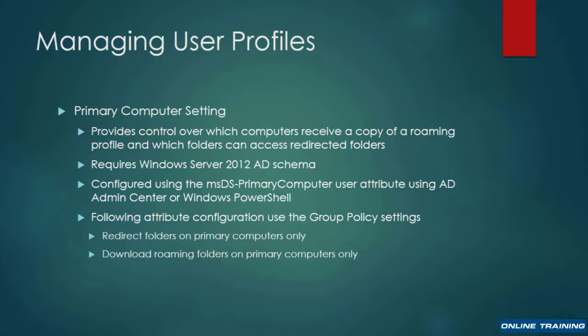And then you need to configure the msDS-PrimaryComputer user attribute, which is using the Active Directory Administrative Center. That'd be the graphical way of doing it. You can use the Set-ADUser cmdlet in PowerShell if you'd like. And then following the configuration of that attribute, which just defines the primary computer for that individual, you can then choose some group policy settings. In group policy, I can choose to redirect only to the primary computer or to download roaming folders to primary computers only. This does not prevent the user from logging into other computers.